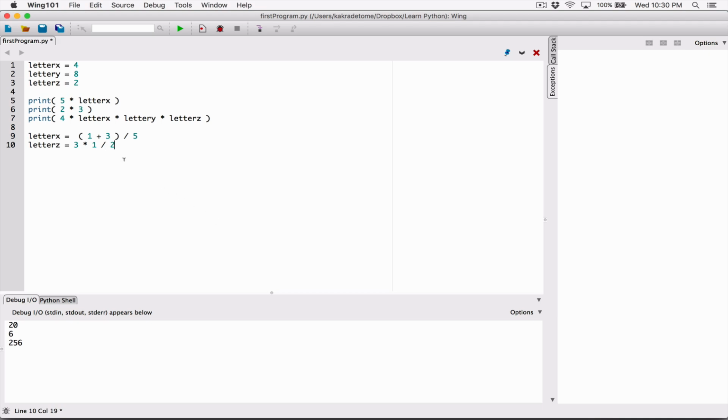Now we don't need any parentheses here, although you can still put them there. The reason we don't need the parentheses is because multiplication and division have the same precedence. When they have the same precedence, it's going to evaluate from left to right. You don't have to put parentheses there. All right, so this is how you write 3 whole number 1 over 2 in your program.